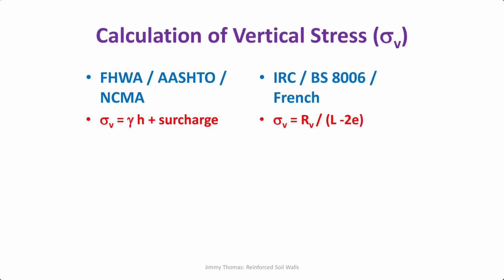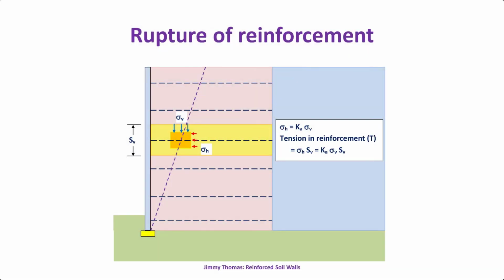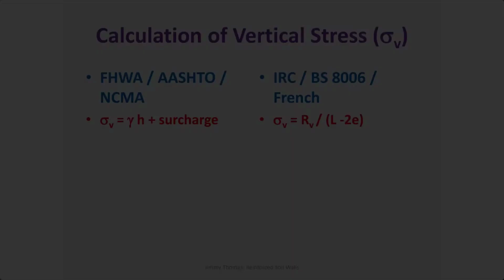Now, the calculation of vertical stress, again different codes have slight differences. If you look at FHWA, AASHTO, NCMA, for the vertical stress we just add up gamma into H plus surcharge. I multiply the unit weight by the height plus any surcharge over that, that is my vertical stress.